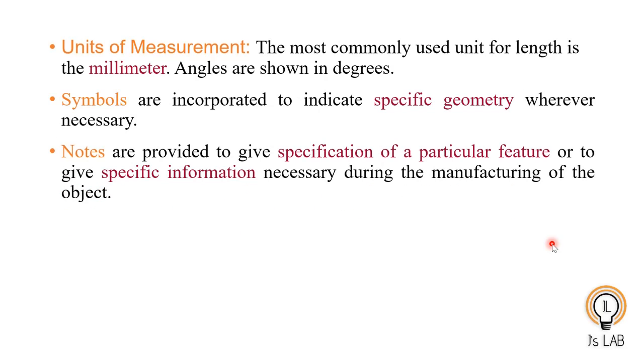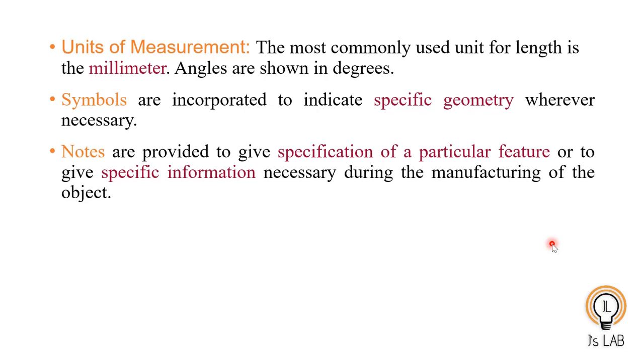Now the units of measurement. The most commonly used unit of length is millimeter. So all the dimensions will be expressed in millimeters. We don't need to write mm or millimeters along with the dimension. But if you are going for other units, that means meters, centimeters, or decimeters, etc., you need to specify that. Otherwise, everything is in millimeters. And angles are shown in degrees.